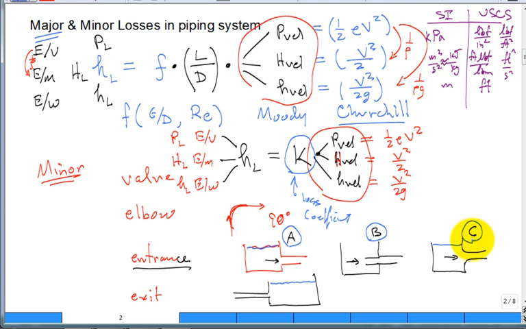How about which one has the lowest K? C. You're absolutely right. And for those that missed both of those, which one is in the middle? All right, so you have to pay attention.